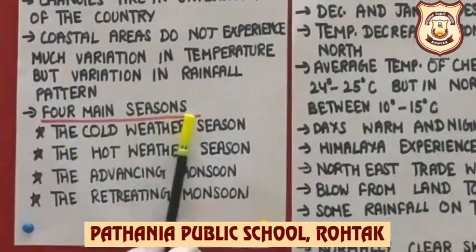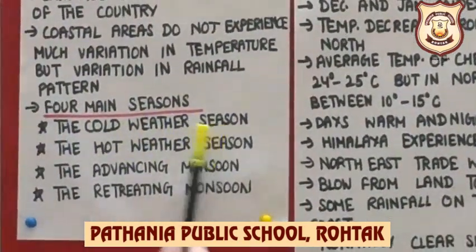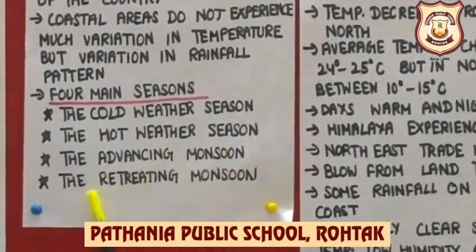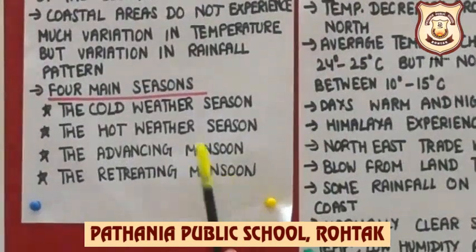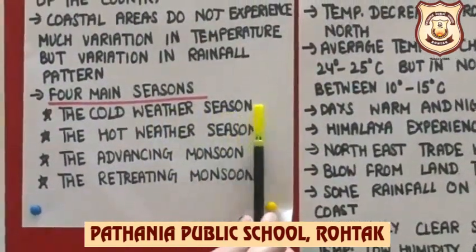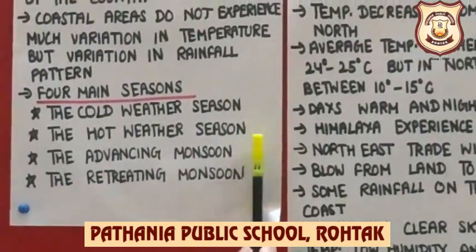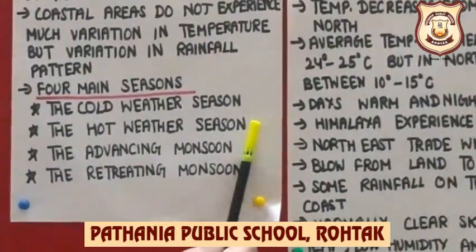Now there are four main seasons: the cold weather season, the hot weather season, the advancing monsoon, and the retreating monsoon. So today we will discuss these two seasons, the cold weather season and the hot weather season, and what the features of these seasons are.